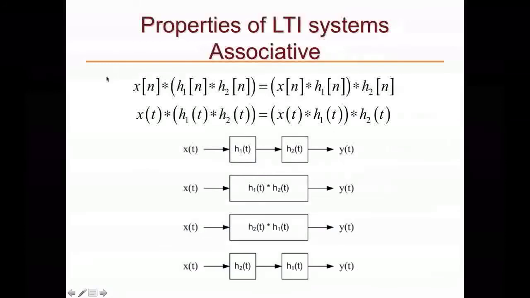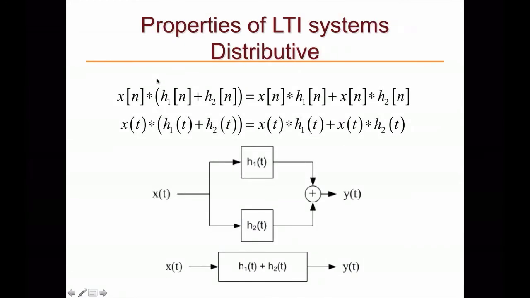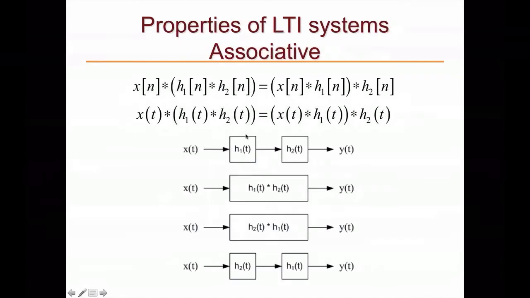LTI systems have an associative property. That is, if you apply the input x into the convolution of two systems, the combination of h1 and h2, we use convolution because the systems are in a cascade or series configuration. In this slide, we use plus because the systems are in a parallel configuration. In the series configuration, we use convolution because the output of one system forms the input to another system. That means they are in a convolution manner.